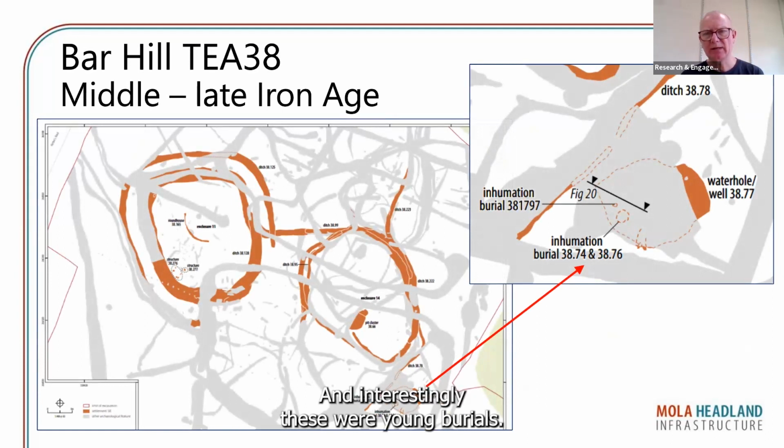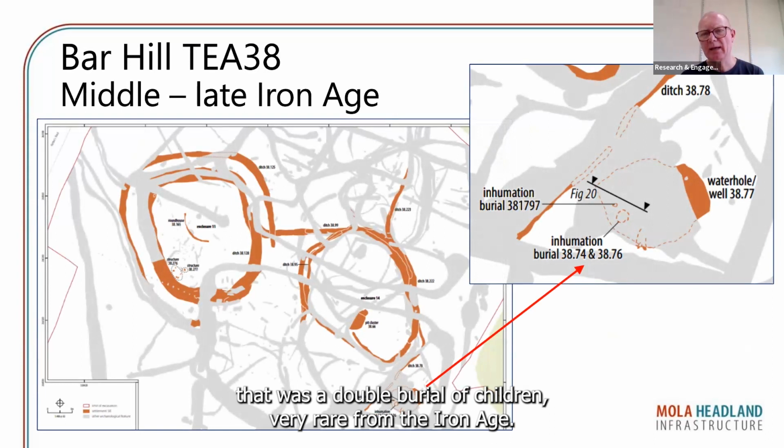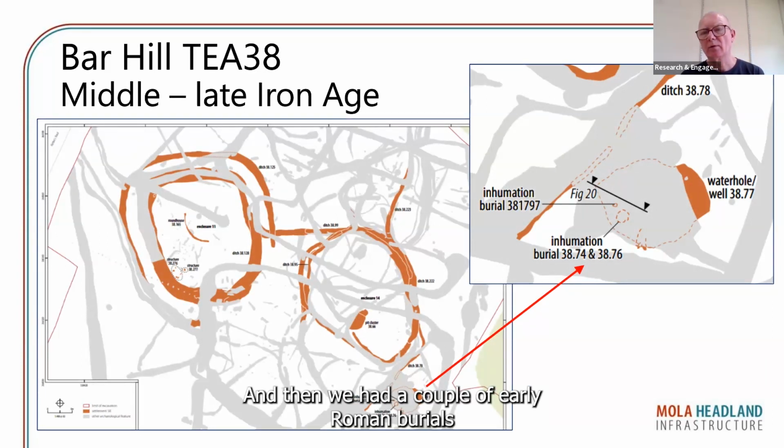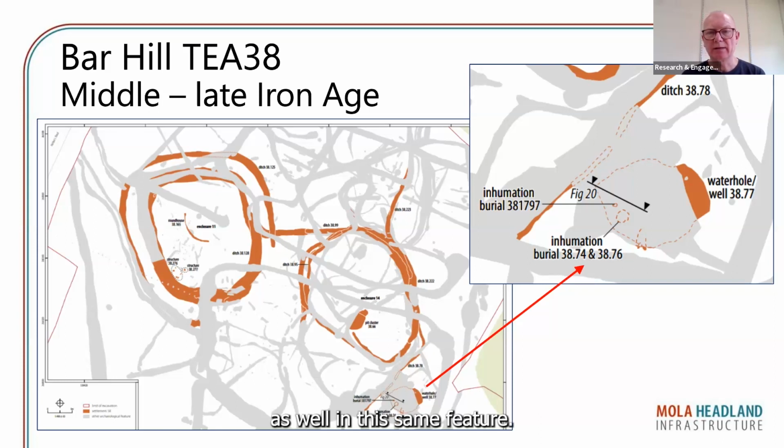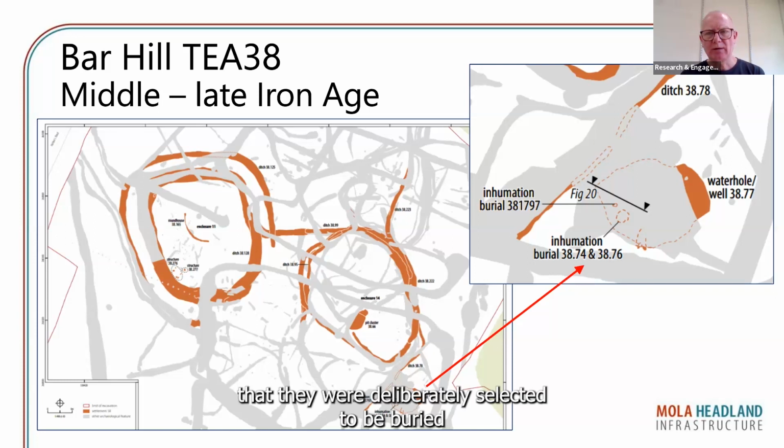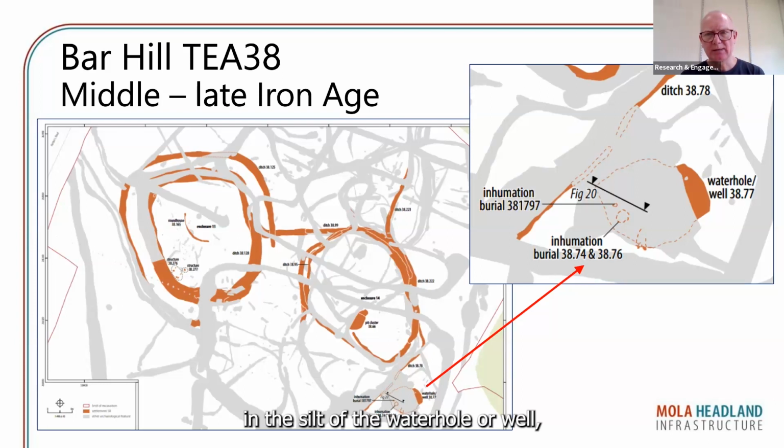Interestingly, these were young burials. We had inhumation 38.74. That was a double burial of children, very rare from the Iron Age. And then we had a couple of early Roman burials as well in this same feature. Now, it could be that they were deliberately selected to be buried in the silt of the waterhole or well. It seems to be the case.